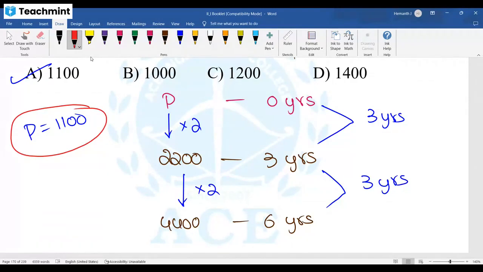Very important for TCS company as well. They'll ask two questions from this topic. Why not? Whichever companies put quant in recruitment, if quantitative aptitude is there, then definitely simple interest and compound interest will be there. Profit and loss will be there. We're done with those topics already.